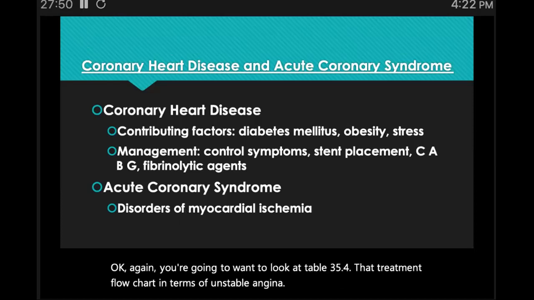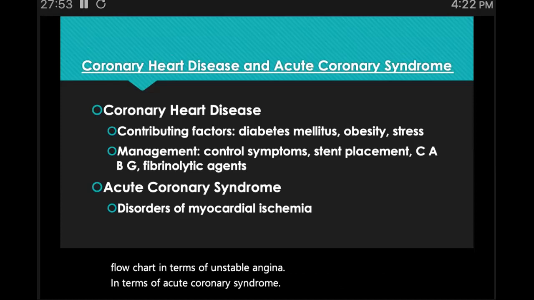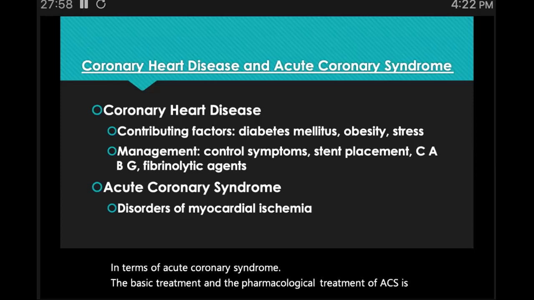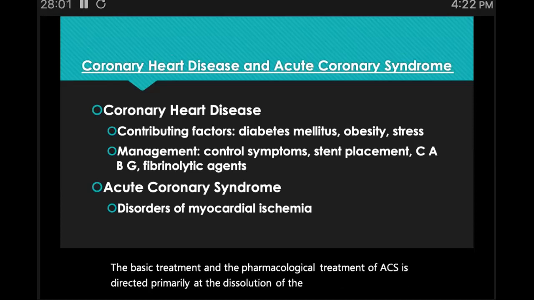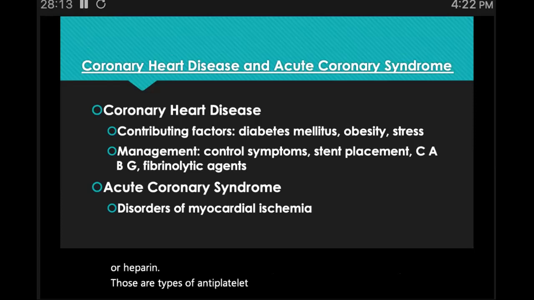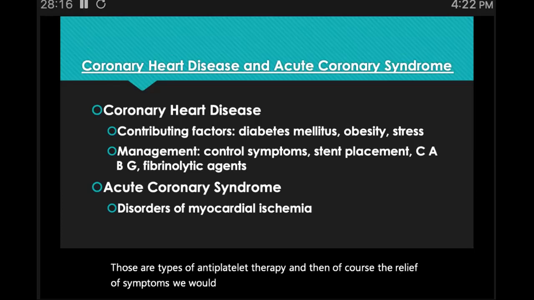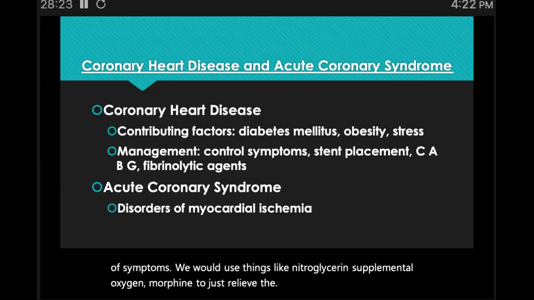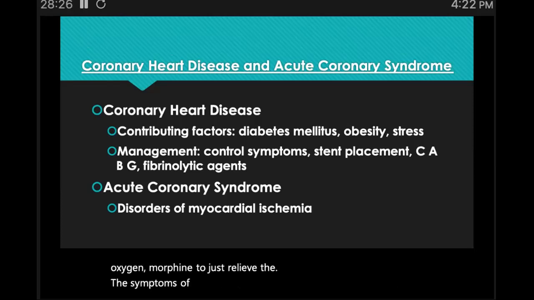In terms of acute coronary syndrome, the basic treatment and the pharmacological treatment of ACS is directed primarily at the dissolution of the intracoronary thrombus causing obstruction to blood flow by antiplatelet therapy. So aspirin or heparin, those are types of antiplatelet therapy. And then, of course, for the relief of symptoms, we would use things like nitroglycerin, supplemental oxygen, morphine, to just relieve the symptoms of the chest pain.